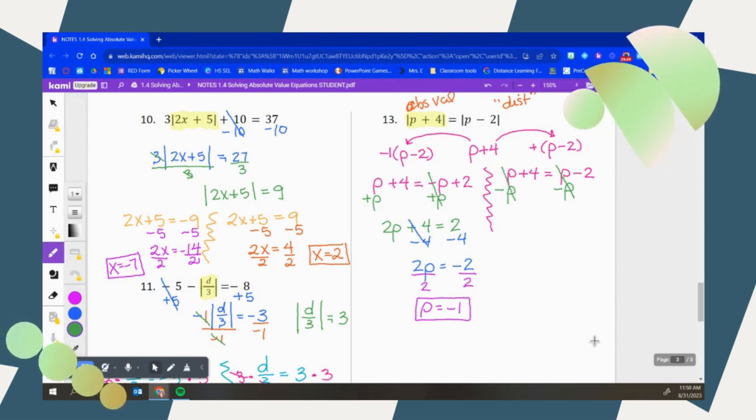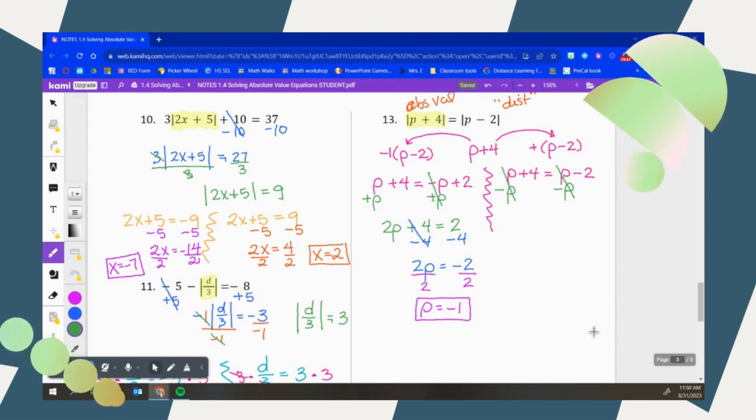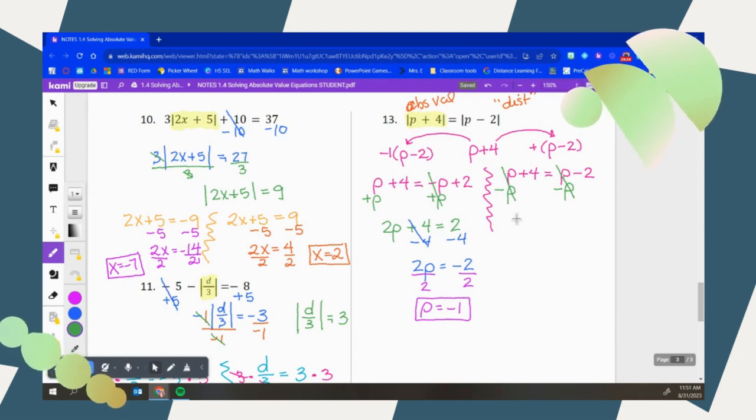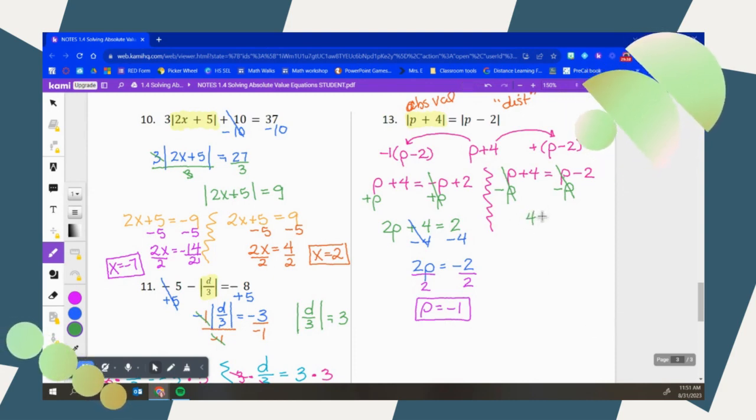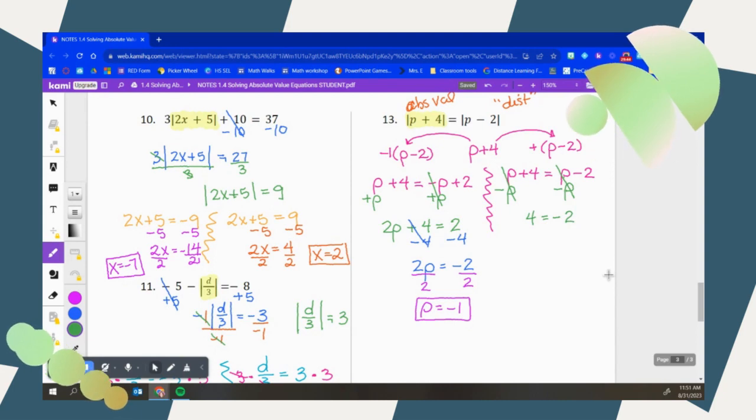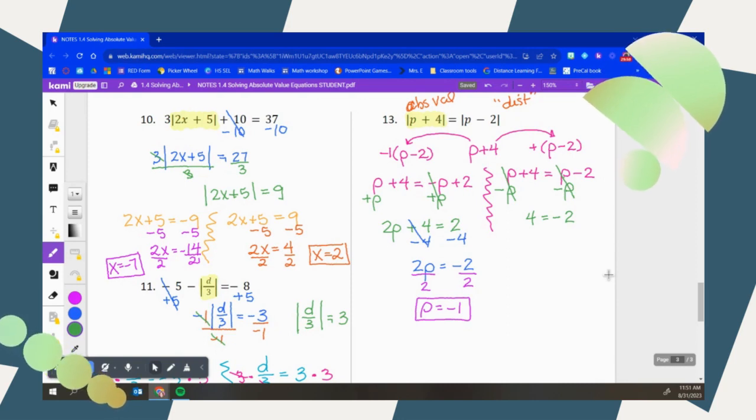So the p's over here are going to cancel out too. What's left on the left side of the equation? 4 equals, what's left on the right side of the equation? Negative 2. All right. This situation occurs every once in a while as we solve equations. If all of your variables cancel out, you have to look at what is left. Is that true or false? Does 4 equal negative 2?